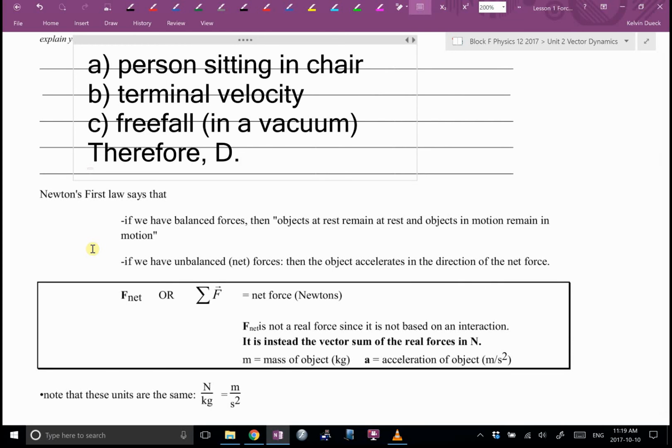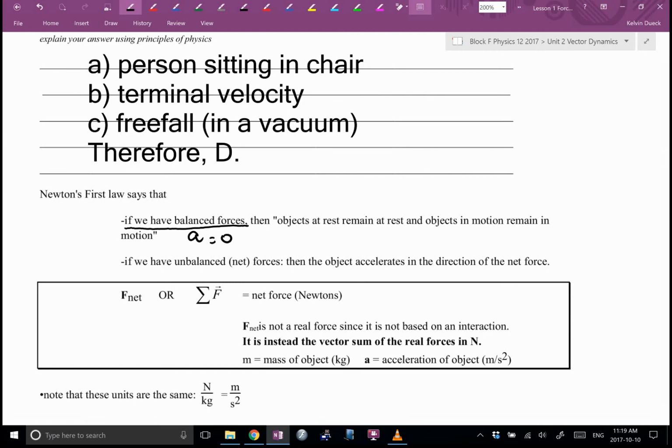Newton's first law says that if we have balanced forces, objects at rest tend to remain at rest, and objects in motion tend to remain in motion. Newton's first law says this: if we have balanced forces, the acceleration has to be zero. That's the best and shortest way to describe objects remaining at rest or remaining in motion.